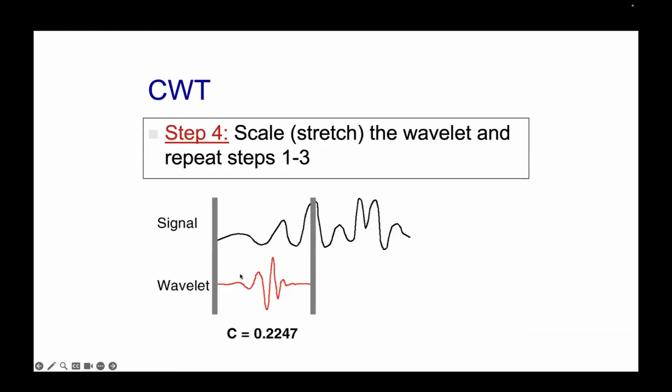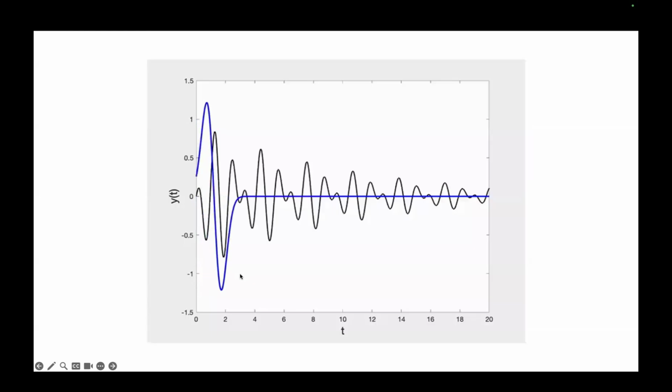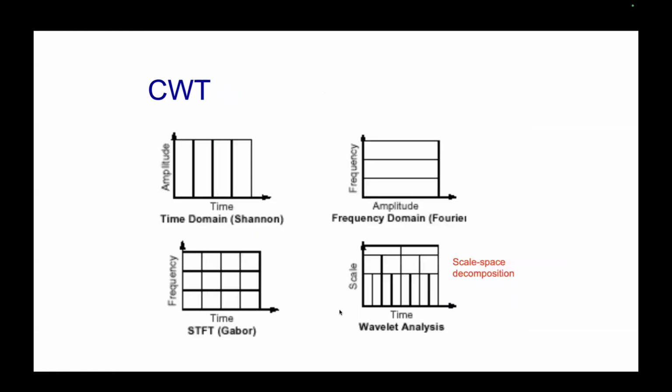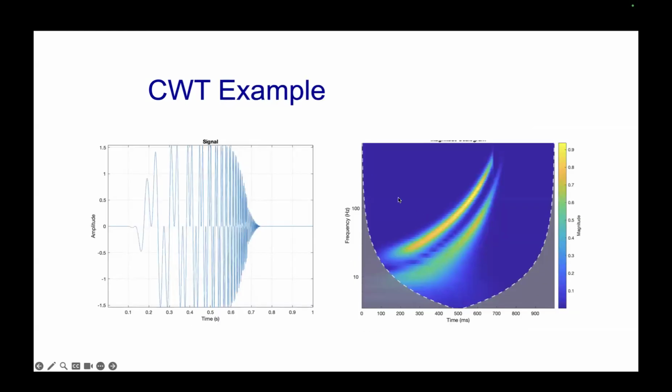So that's why our time resolution changes. This is an example of CWT. This is a hyperbolic chirp signal, and when you take CWT, it looks something like this. There is a way to convert this scaleogram, which is scale versus time, to a frequency versus time representation. This is the frequency versus time representation. As we can see, this moves like this.